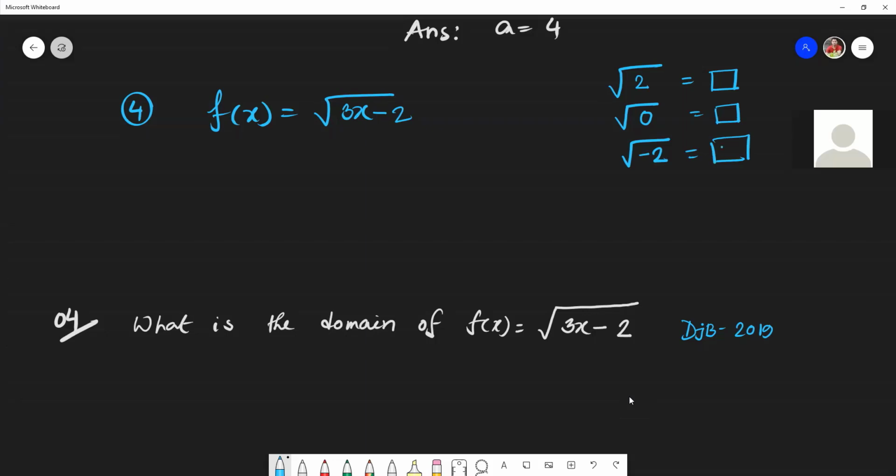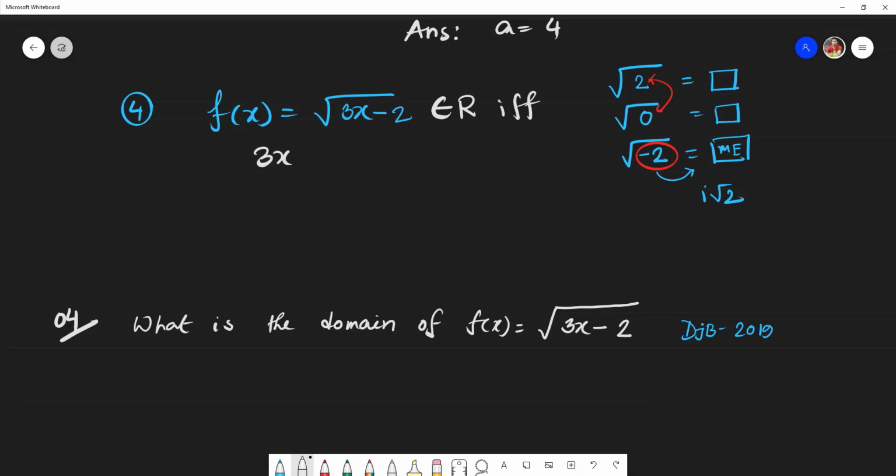This is not related with our class 10 standard. But in higher class, we can write i root over 2. But in class 10 standard, this is a maths error in the calculator, or we can say undefined. So a negative value cannot stay in the square root, but positive and 0 we can apply. So from this condition, this is an element of R if and only if 3x minus 2 must be greater than 0 or equal to 0. This is the condition for the square root. It may be positive, it may be 0, but not negative.